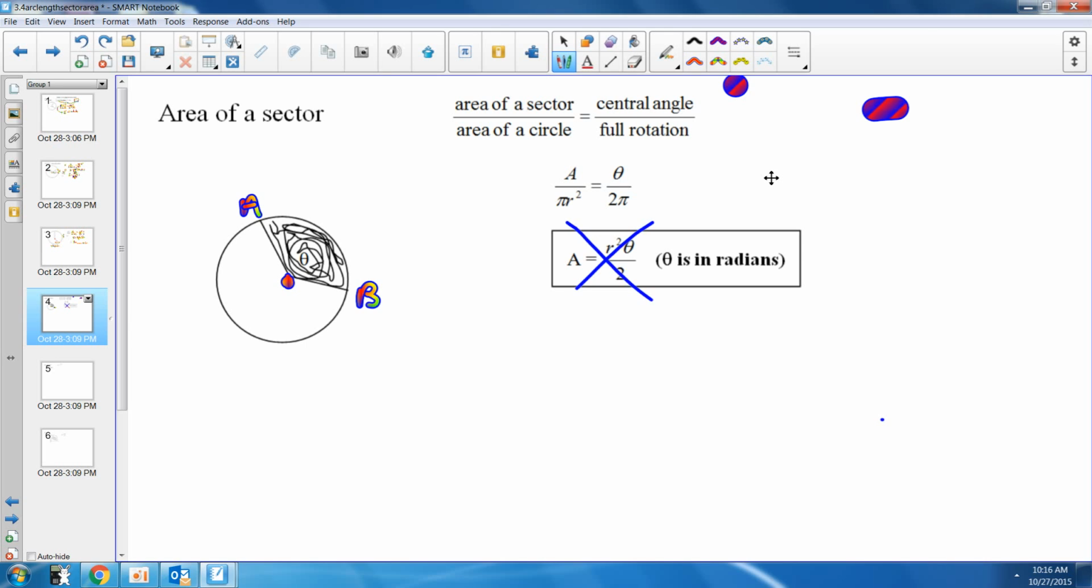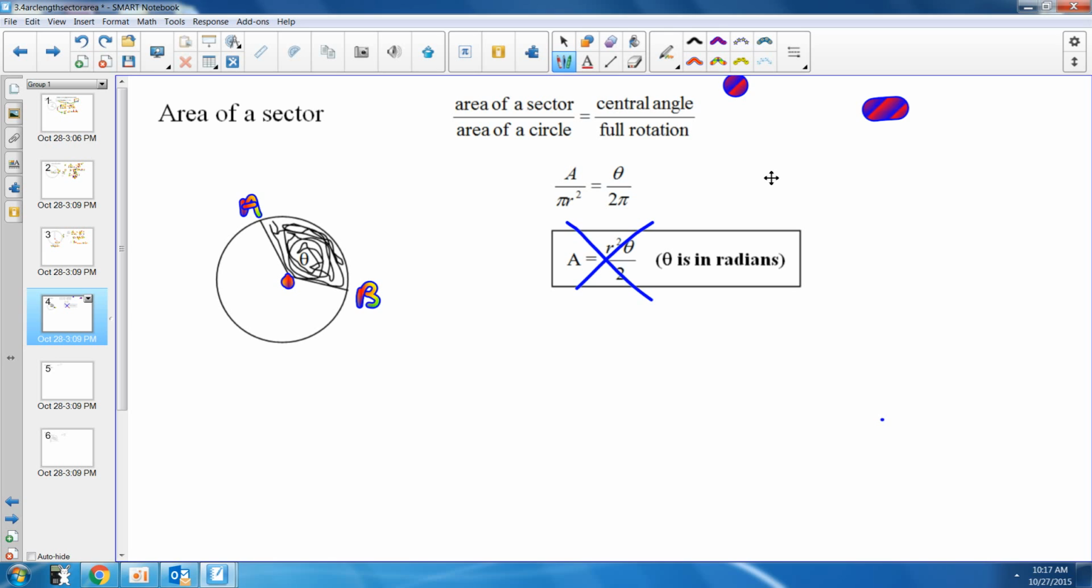But to me, it makes more sense doing this. Area of the sector over the area of the whole circle equals the central angle over one full rotation. If you're dealing with degrees, it's over 360. If you're dealing with radians, it's over 2 pi. This only works if you're dealing with data in terms of radians. I've seen a lot of mistakes with using degrees, and it's a memorization. That's why I prefer to do it part over whole.